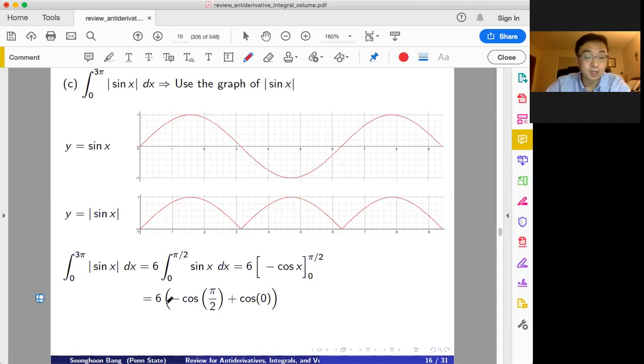Cosine of pi over 2 is 0. Cosine of 0 is 1. Then 6 times 1 is 6. This is the final answer for solving this problem.